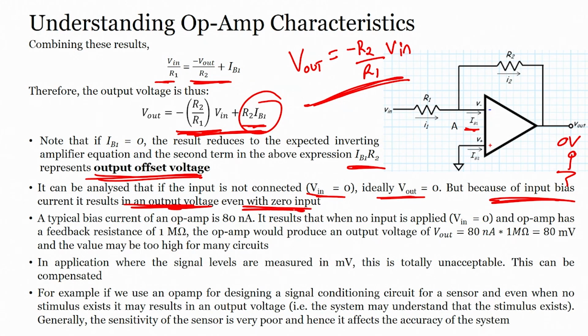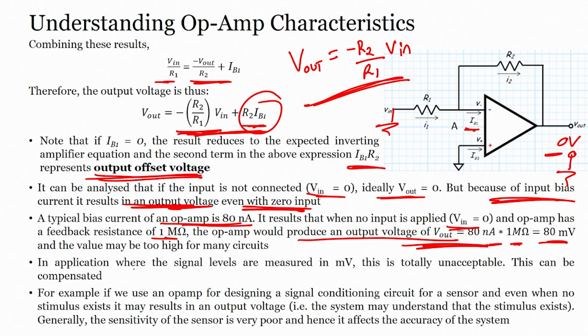Now, you understood that if I ground both the terminals, V in also with respect to V plus, then also I will see that my output voltage is not 0, but I will find some amount of voltage. That voltage is due to the input bias current. A typical bias current of an op amp is 80 nanoampere. It results that when there is no input voltage, that is V in equals 0, and the op amp has a feedback resistance of 1 mega ohm, the op amp will produce an output voltage of V out equals 80 nanoampere times 1 mega ohm, which is 80 millivolts.